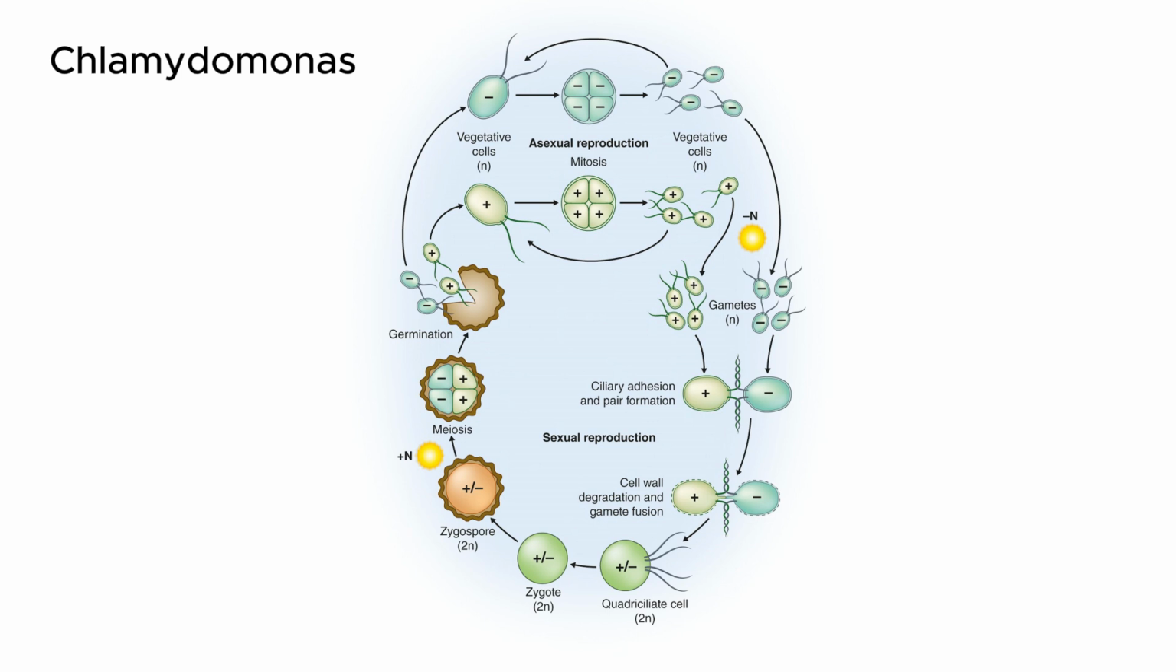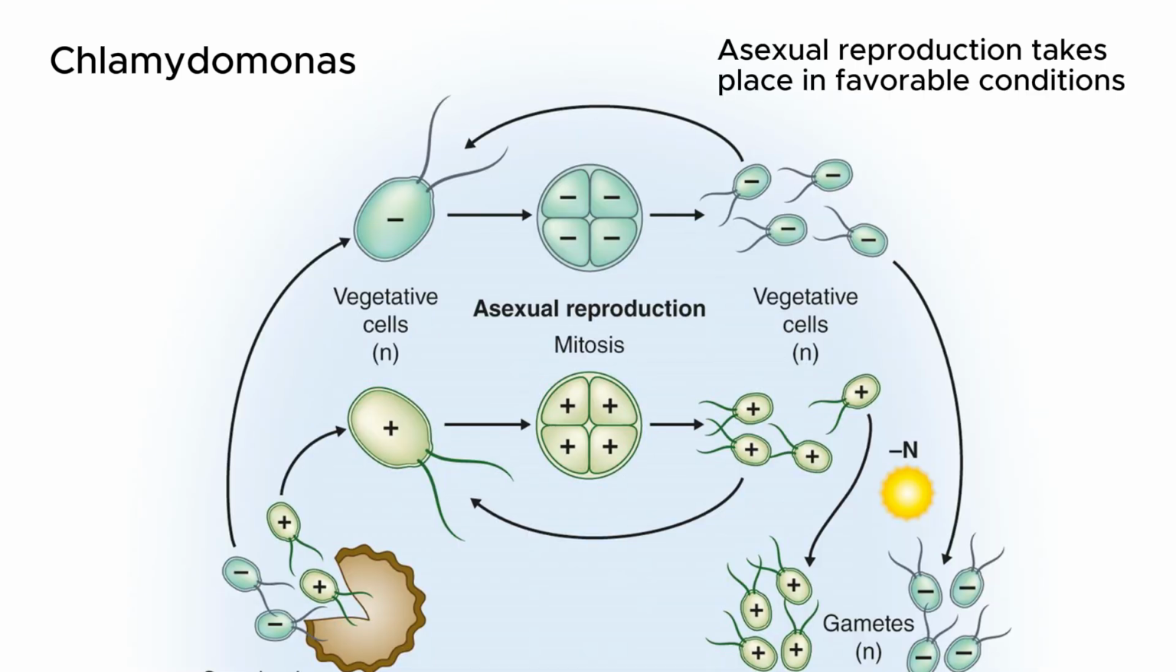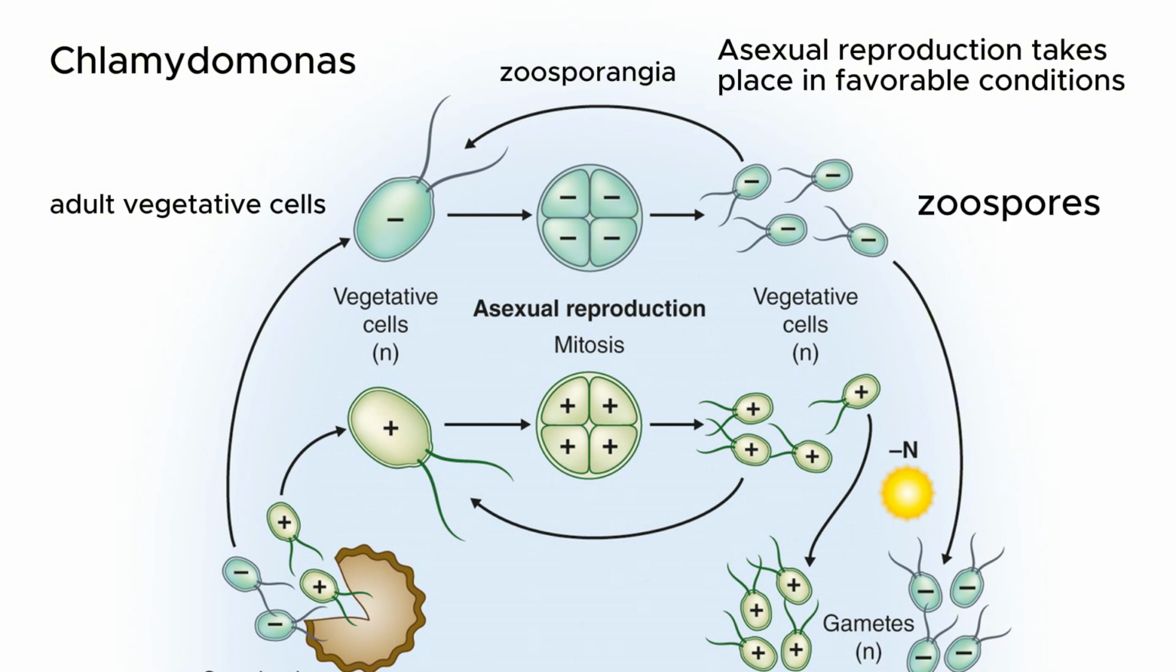In favorable conditions, asexual reproduction occurs. Adult haploid vegetative cells lose their flagella, become circular and non-motile, and become sporangia. Mitosis takes place within the protoplast and undergoes 2 to 4 mitotic divisions. These divisions form spores, which are released when the cell wall is ruptured. Released spores are haploid zoospores, which develop into adult Chlamydomonas.